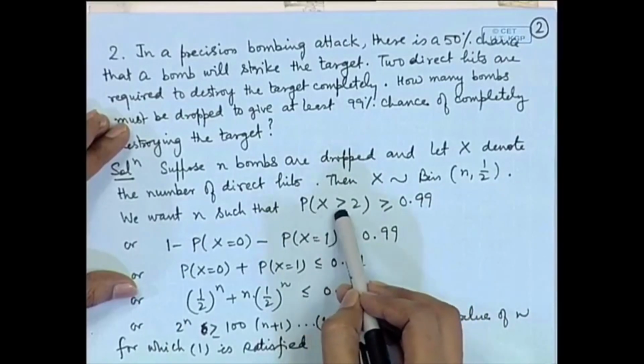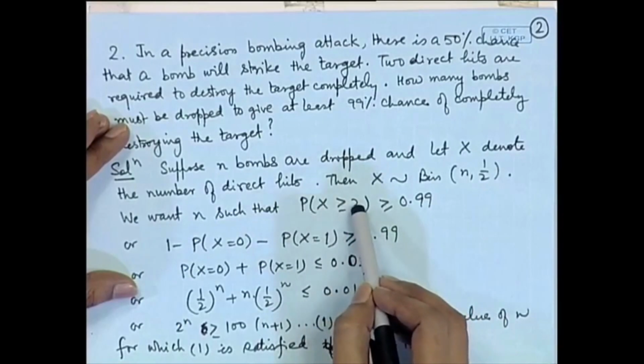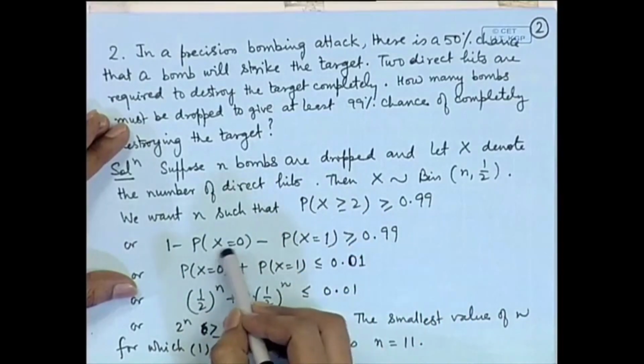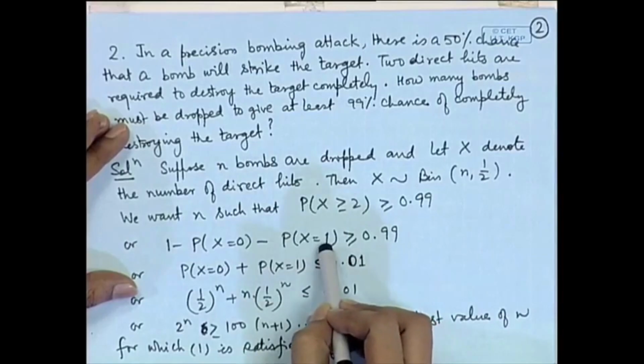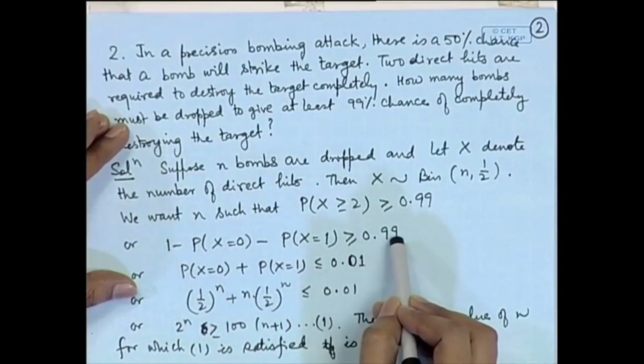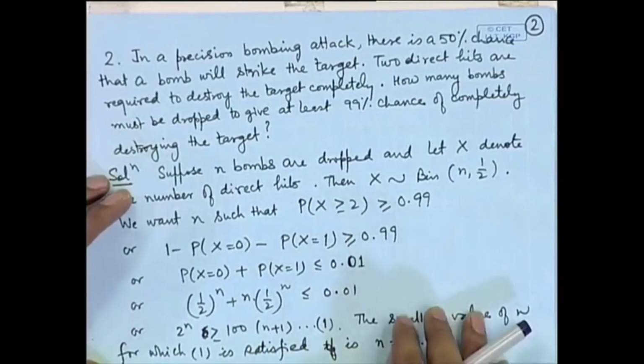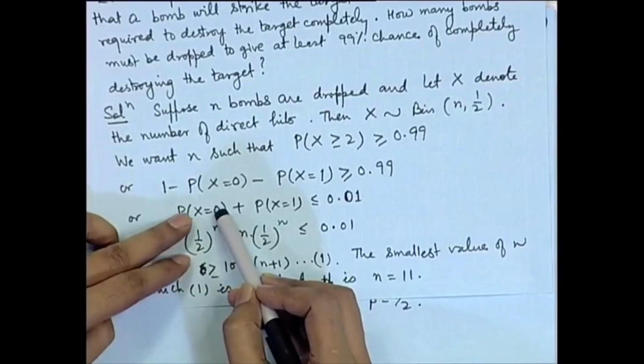The probability of X greater than or equal to 2 has many terms. So, we consider the complement of this event, that is, probability X equal to 0 and probability X equal to 1. So, 1 minus this must be greater than or equal to 0.99. After simplification, it becomes probability X equal to 0 plus probability X equal to 1 is less than or equal to 0.01, and now here p is equal to half.